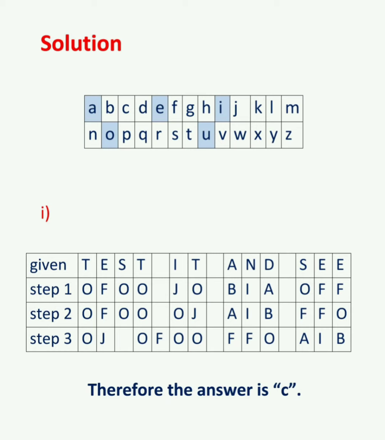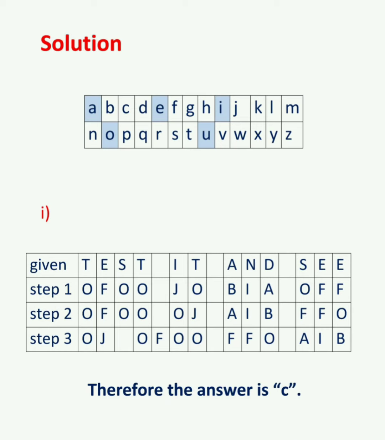So we are going to apply step 1. T is a consonant, therefore T is replaced by its preceding vowel O. E is a vowel, therefore E is replaced by its following consonant F. S is a consonant, therefore S is replaced by its preceding vowel O. I is a vowel, therefore I is replaced by its following consonant J. Similarly, A is replaced by B, N by I, D by A. Hence, after applying step 1, the given sentence is decoded into OFOO, JO, BIA, OFF.